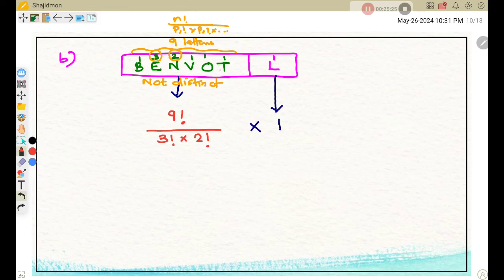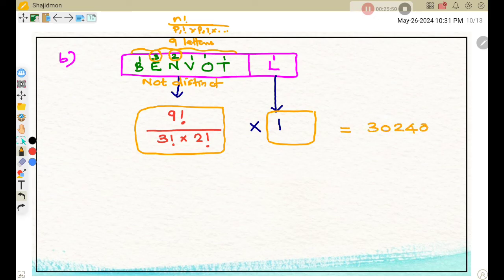This many ways we can arrange the first part. In the second part, L is already fixed, only one L, so one possibility. So when we multiply these two, you will get totally how many words we can create with the last letter L. We can multiply using a calculator. So you will get 30240 ways. These many ways we can create the words with the last letter L.